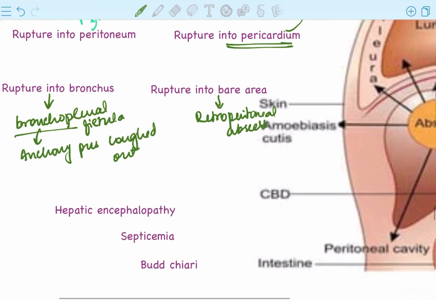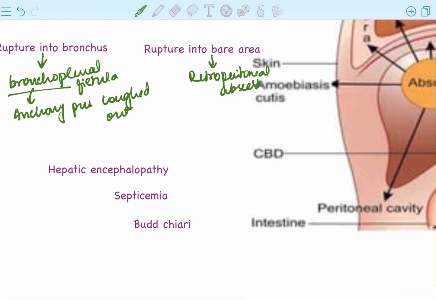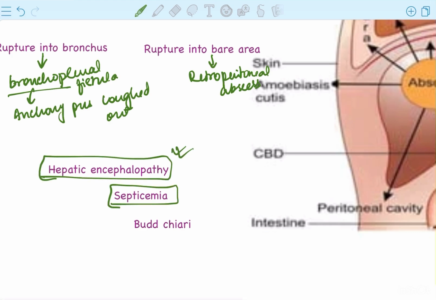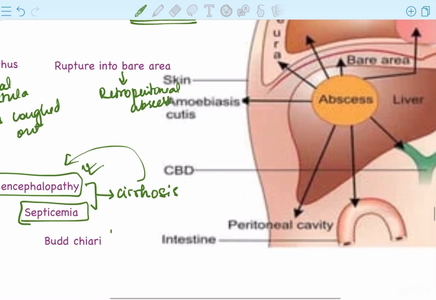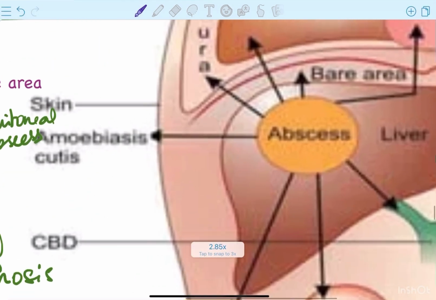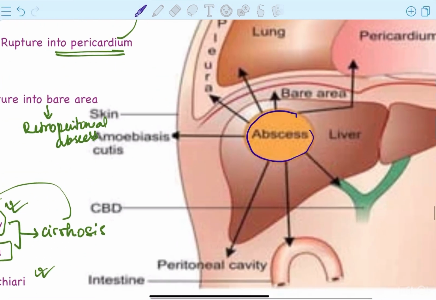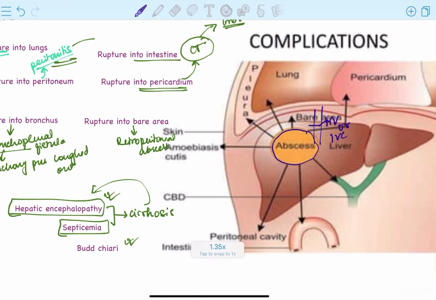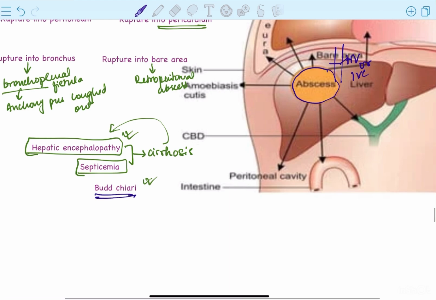Okay. As you know, it affects the liver. There's no doubt it can cause septicemia as well as hepatic encephalopathy, when the condition worsens and leads to cirrhosis. And lastly, Budd-Chiari syndrome. Why does it cause Budd-Chiari? A simple logic says that the abscess is growing. A growing abscess can compress the IVC or the hepatic vein. So compression of this drainage system will lead to nothing but Budd-Chiari, right?